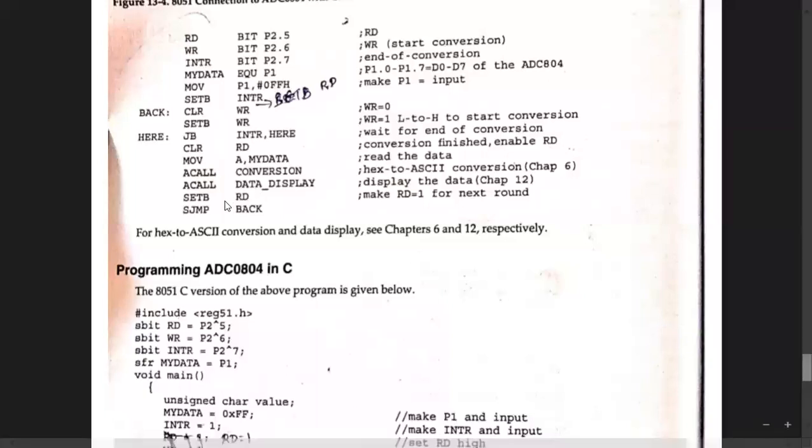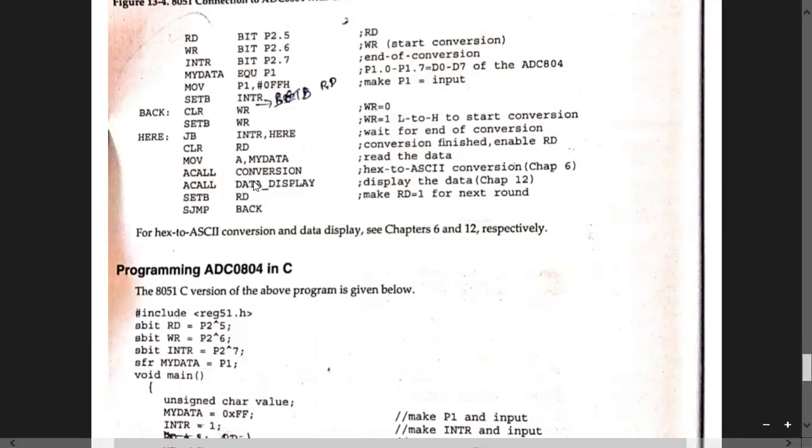Okay. Once the data is converted and displayed, again we have to make RD equal to 1 for the next round. We have taken the data out by clearing RD. Again, if I want to convert, I need to set RD again, and again I have to go to STM, write the next data and convert. Understood?